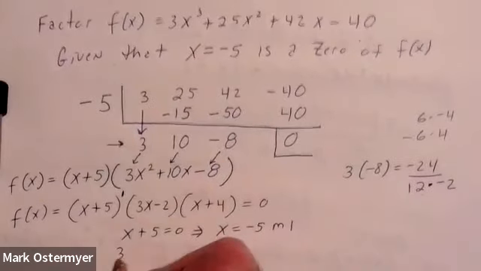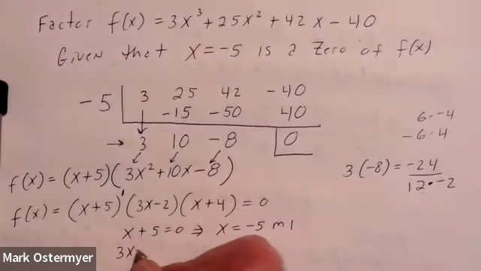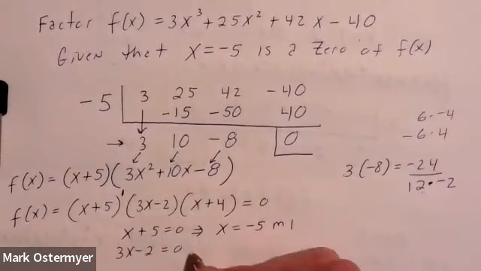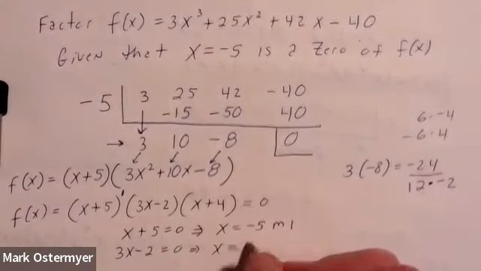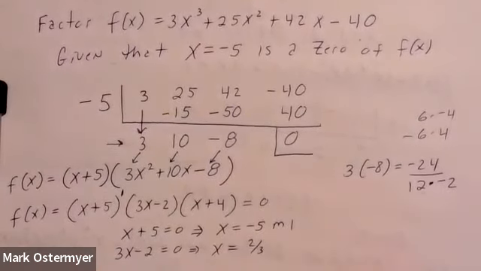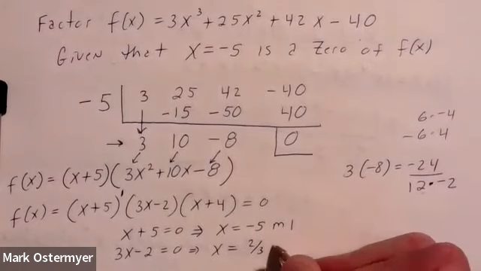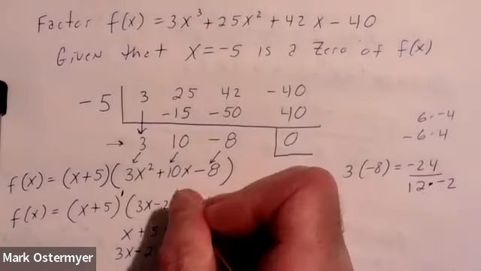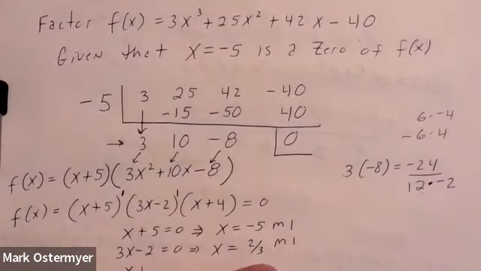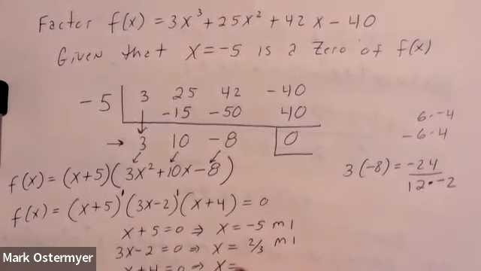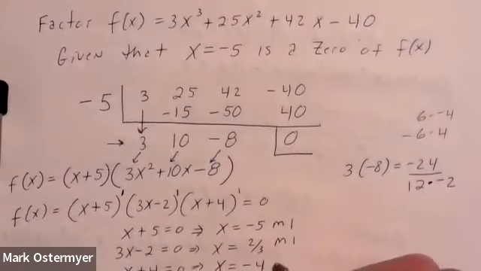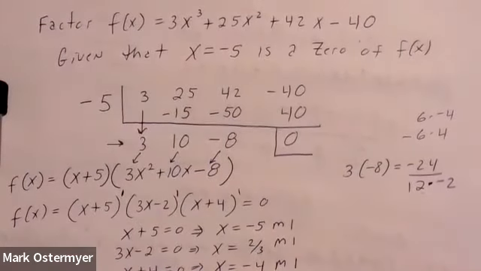To get the other zeros of our polynomial, take 3x minus 2 and set it equal to 0. Solve for x, and you discover x is equal to 2/3. That's another 0 of f of x, also with a multiplicity of 1. To get the final 0, take the last factor, set it equal to 0, solve for x, and you get x equals negative 4, also of multiplicity 1.